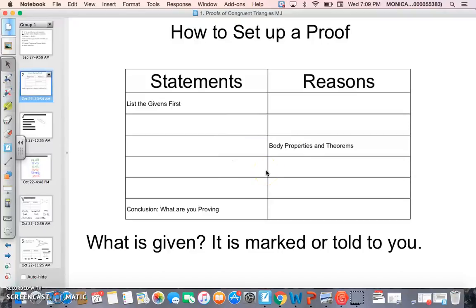Then you're going to have your body here, and that's going to be when you have to kind of take a closer look and see what you know to be congruent, but it just hasn't been labeled for you. And you know some theorems and some properties and some definitions that will be your reasons for those on the right. And then your last statement is always your conclusion statement. What is it that you're proving?